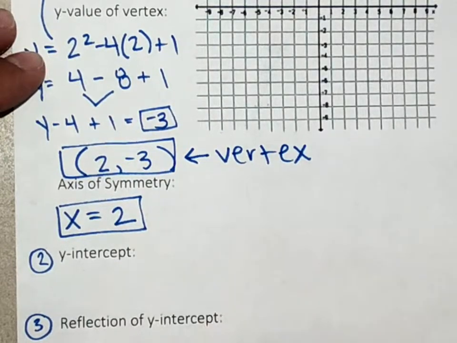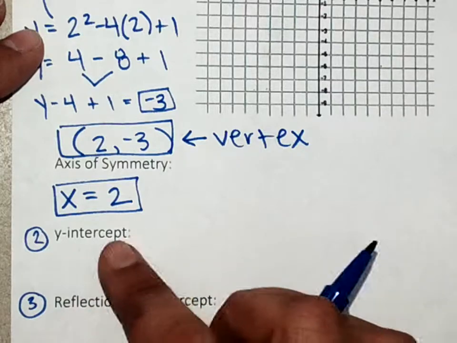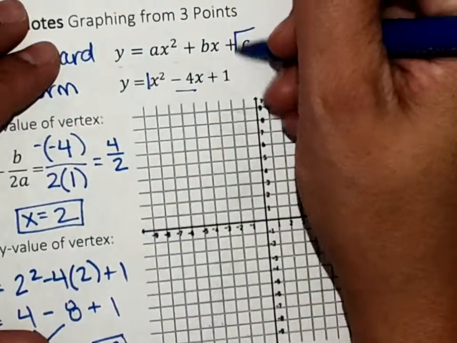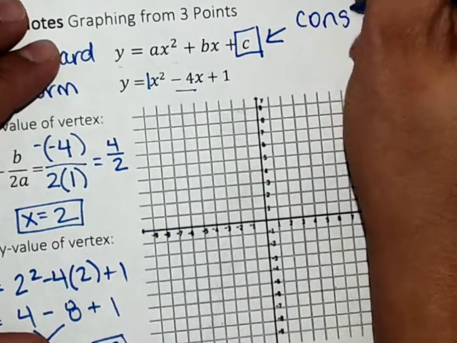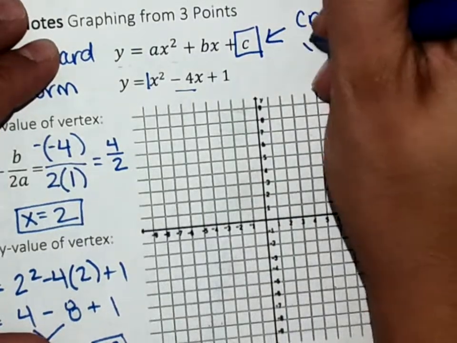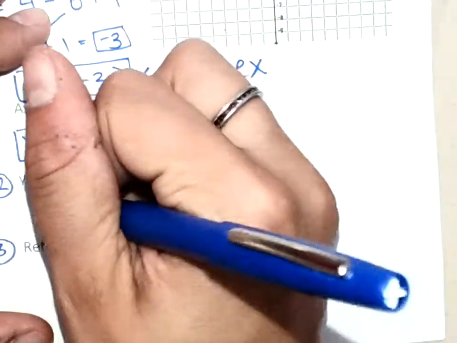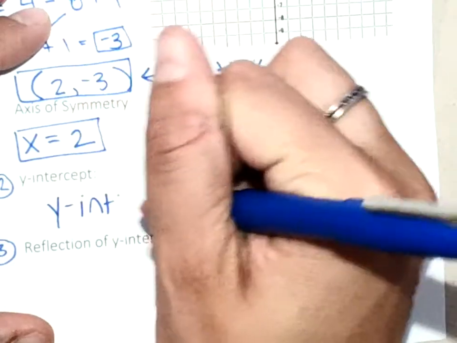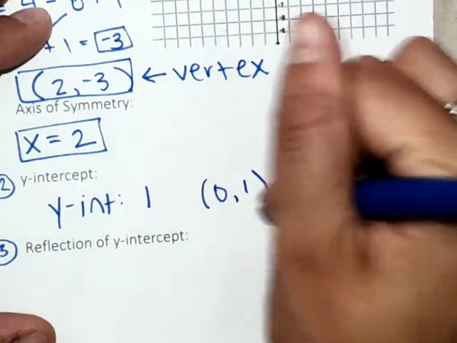And our y-intercept, we learned this in our investigation and we talked about this in previous notes. The y-intercept in standard form is always our c value, our constant. Therefore, 1 is going to be our y-intercept. As a coordinate, that would be 0, 1.